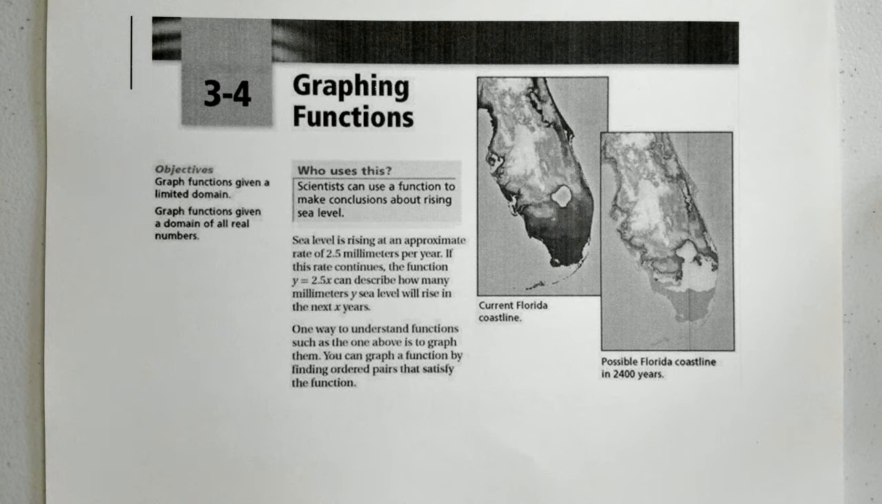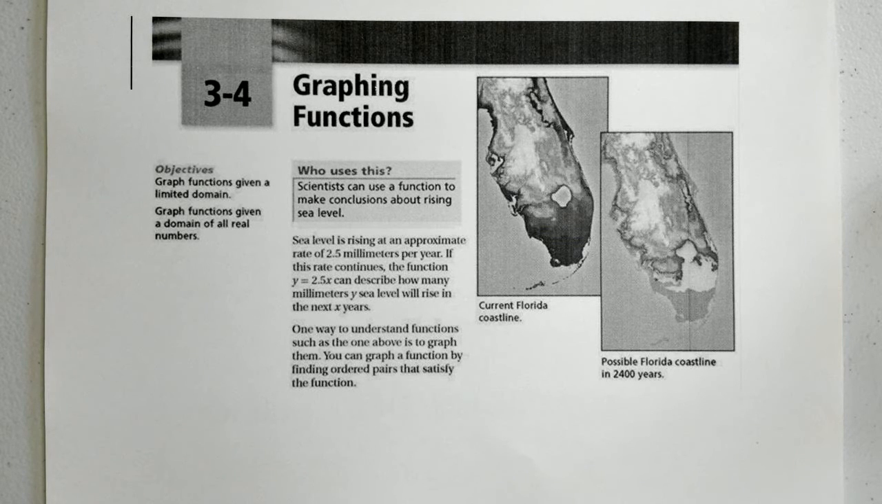An example of this used in the real world: scientists can use a function to make conclusions about rising sea level. Sea level is rising at an approximate rate of 2.5 millimeters per year. If this rate continues, the function y equals 2.5x can describe how many millimeters y sea level will rise in the next x years. One way to understand functions, such as the one above, is to graph them.